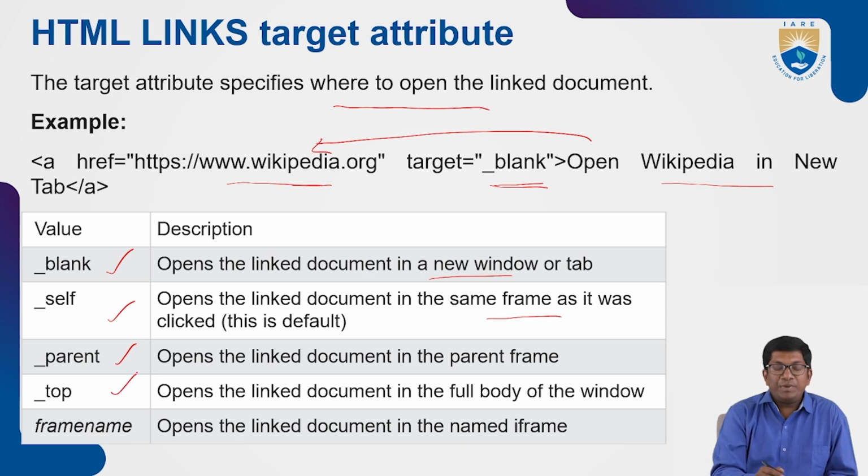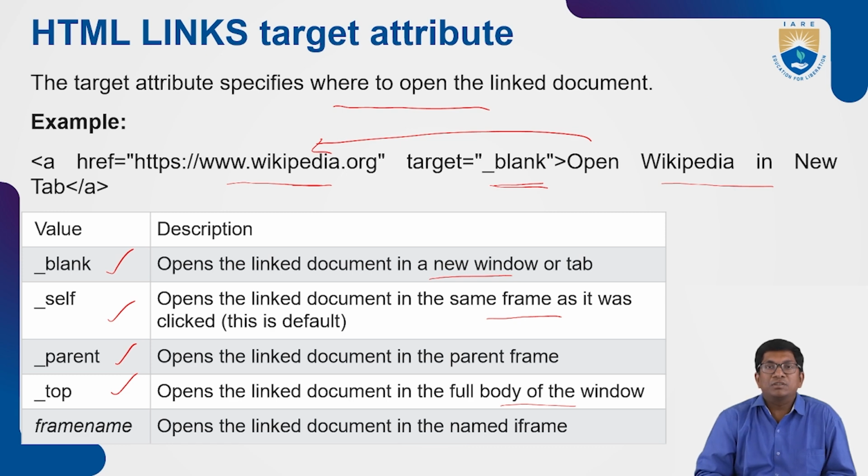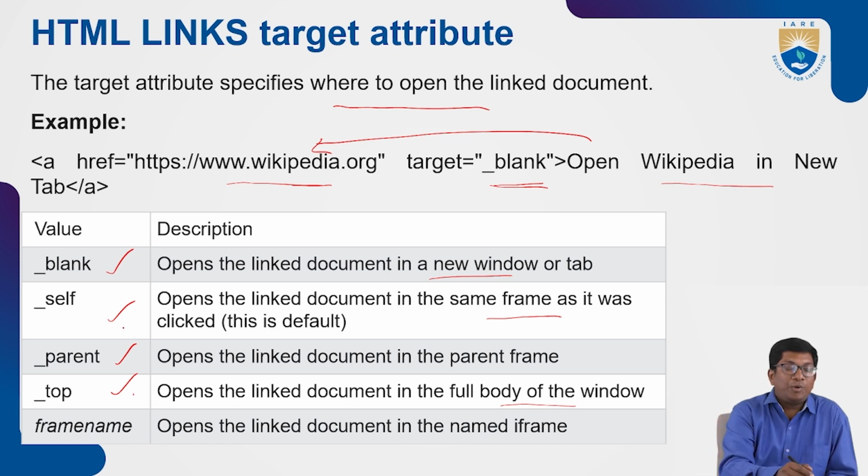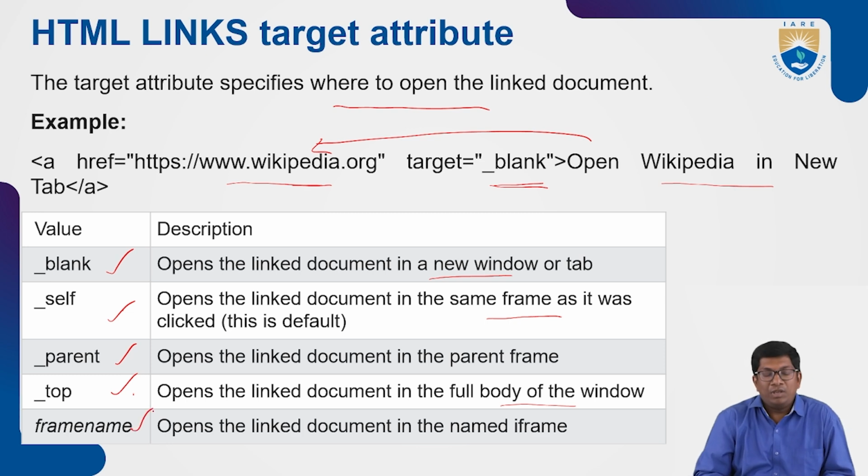Underscore top opens the linked document in the full body of the window. In the entire window, it opens that web page. So that is the difference between top and self. Self means the same page. Top means in the entire web window it will display the web page. Otherwise, you can specify the particular frame name to open that new document or linked document. Opens the linked document in the named iframe.